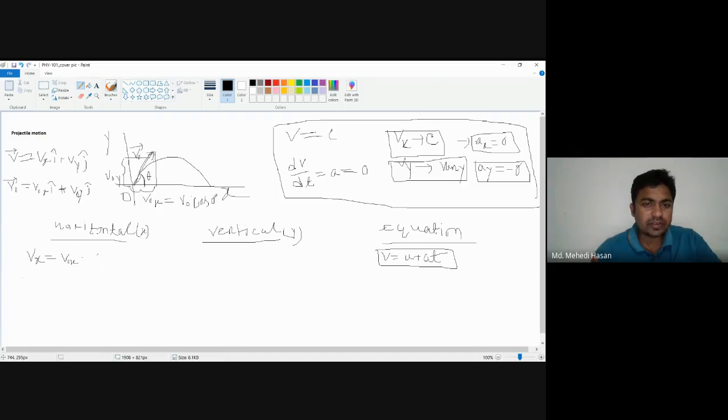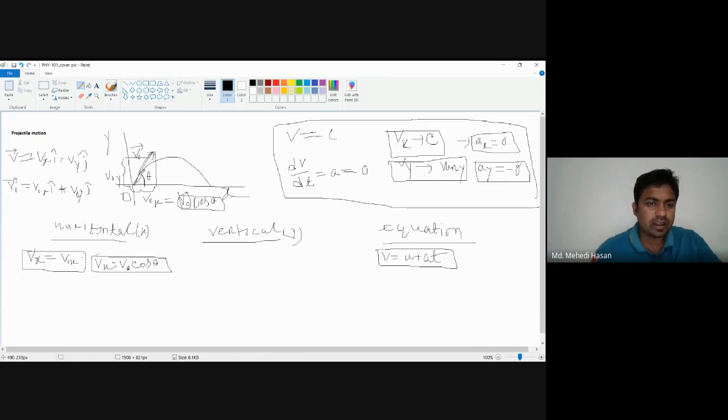So here the vector is v naught, so the magnitude is v naught. Magnitude into cos theta is the x component and magnitude into sine theta is the y component. So v naught cos theta is the x component, v naught x. You can write the equation like that: vx equal to v naught x, or vx equal to v naught cos theta. So this is the first equation. By using this equation, you can find the x component of the velocity at a certain time. And here this velocity is constant, not depending on time.